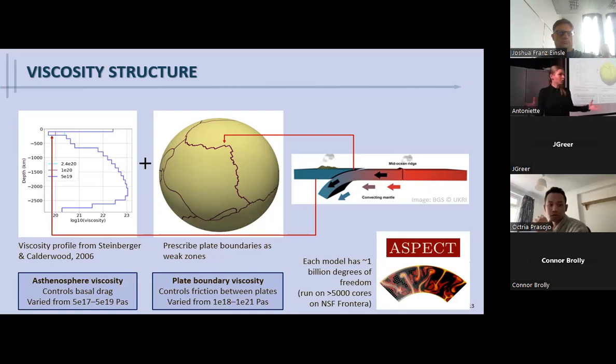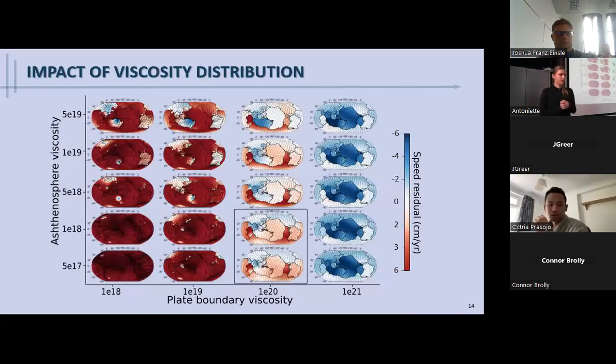And because these are global models and we also need to resolve the plate boundaries, we had to run them at really high resolution. So we needed to run them on 5,000 compute cores on NSF's biggest supercomputer, Frontera. There are 1 billion points where we have to find the solution in this model. So let's look at some of the results.